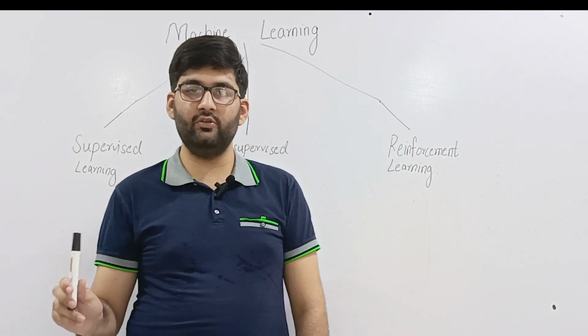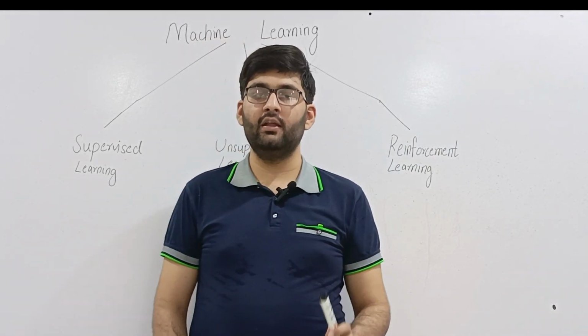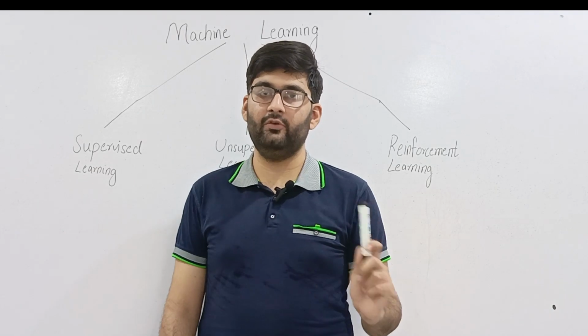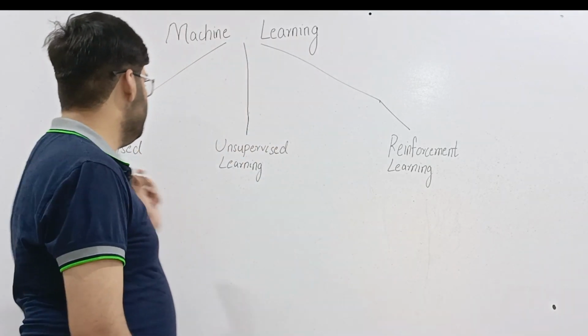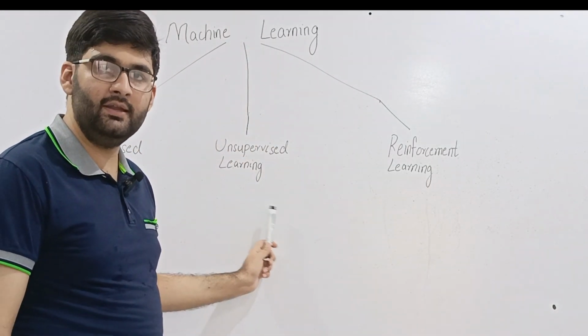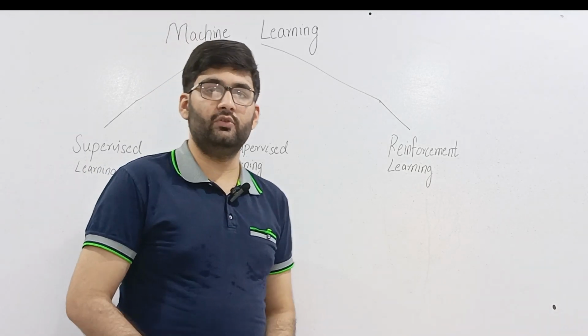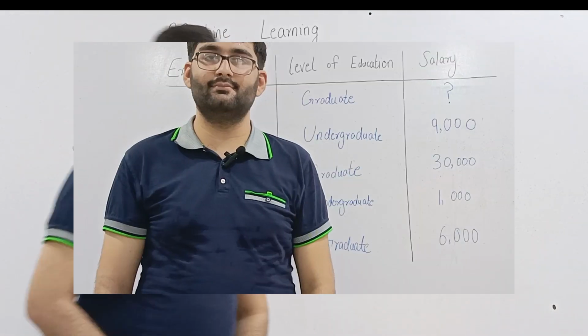Welcome to the second lecture on machine learning. In this lecture, we will have a look at the three types of machine learning: supervised learning, unsupervised learning, and reinforcement learning. So let's start with supervised learning.